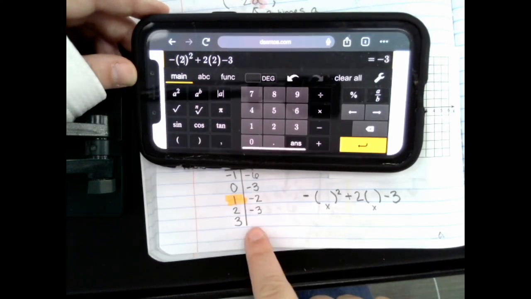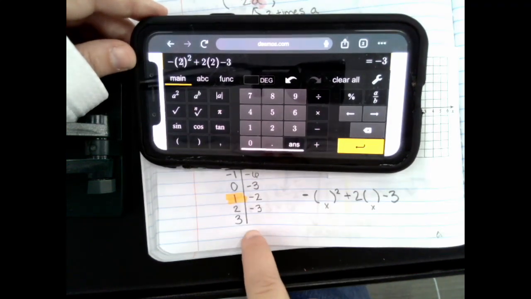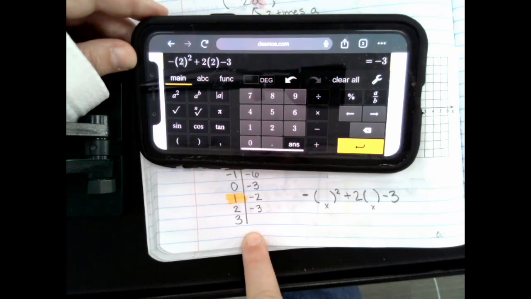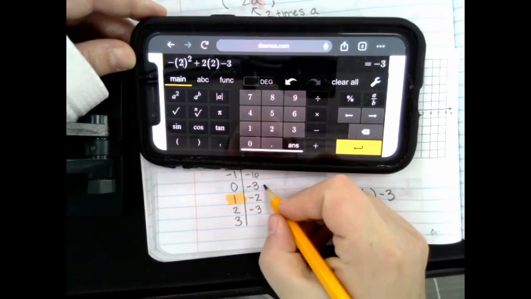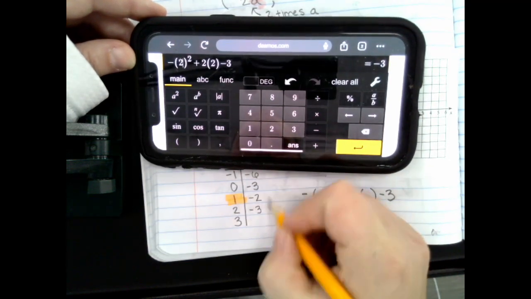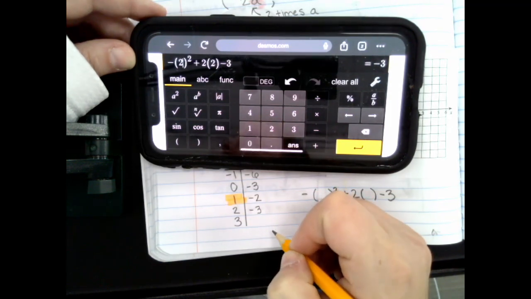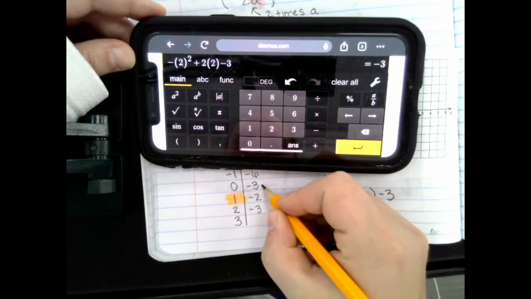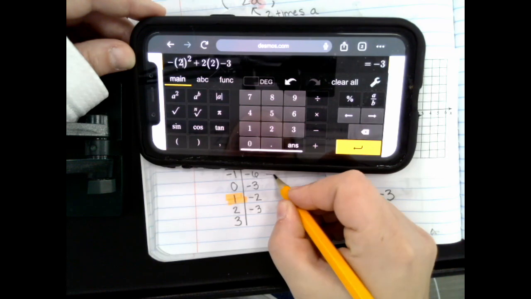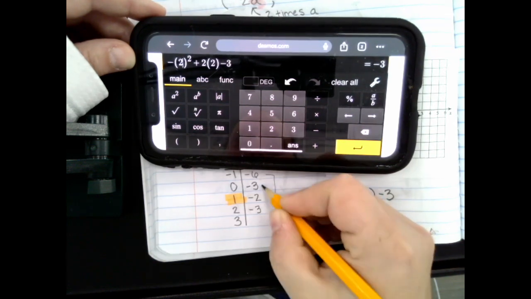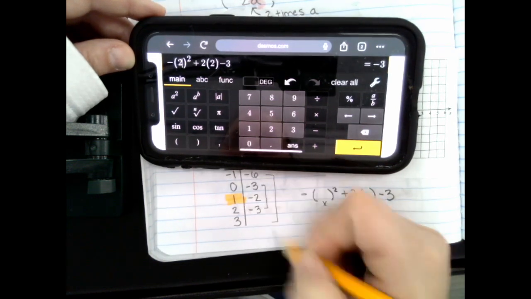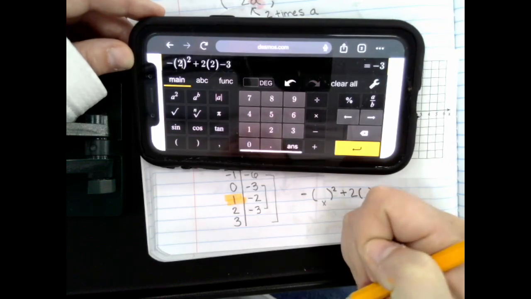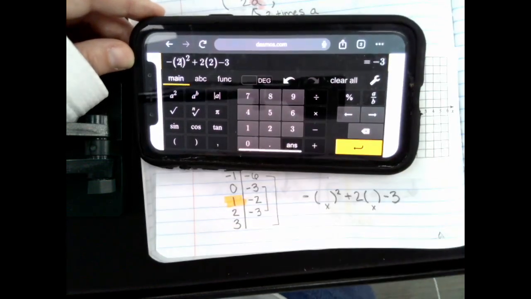What do you think 3 might be? Negative 6. How'd you get that? Because negative 1 was negative 6. Yeah, so what's the pattern, Ruby? The vertex. It's negative 6, negative 3, negative 2, negative 2, and go back. So these negative 3s match around that vertex. Good. That's that axis of symmetry. We said they're kind of matching as they go away.